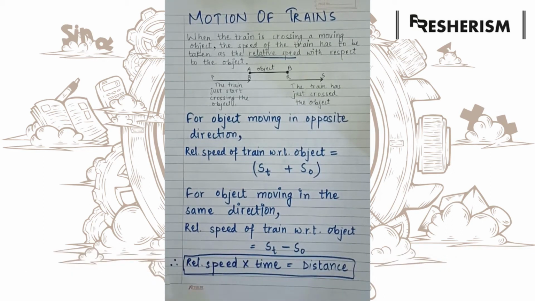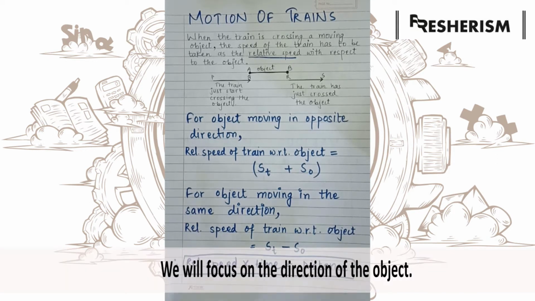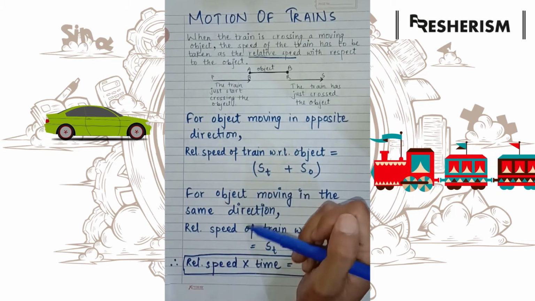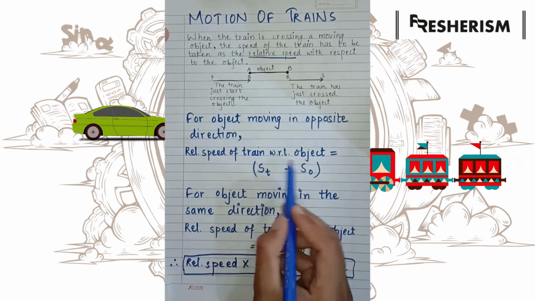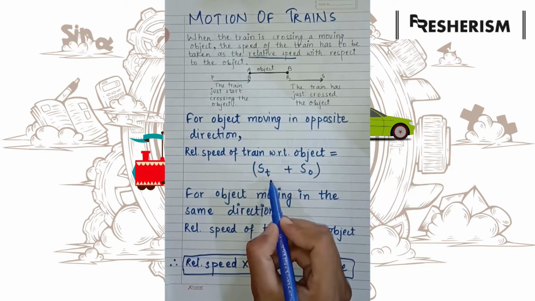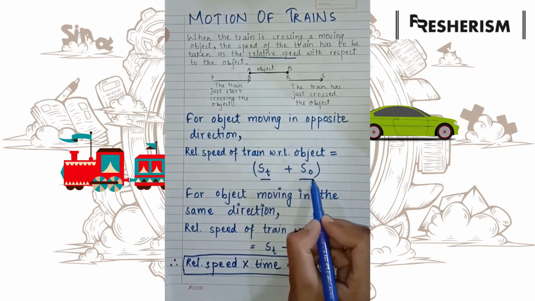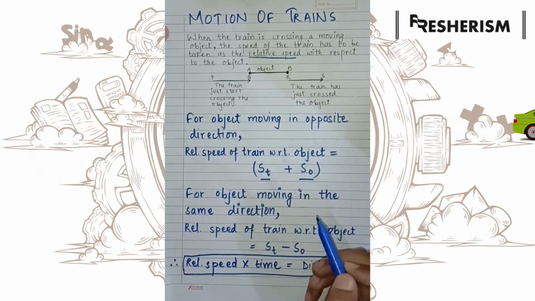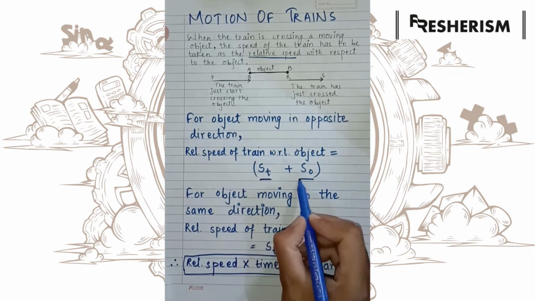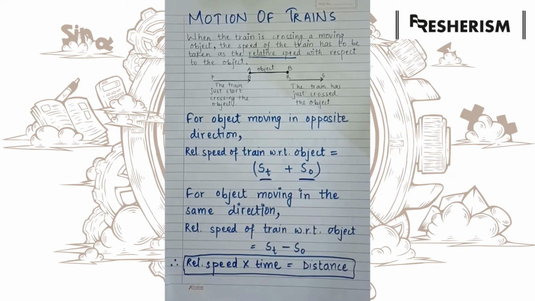So, for considering the relative speed, we need to know whether the object is moving in opposite direction to that of the train or in the same direction as the train. For an object moving in opposite direction, the relative speed of the train with respect to the object will be equal to the sum of the speed of train and the speed of object. That is, the relative speed of the train will be equal to speed of train plus speed of object.